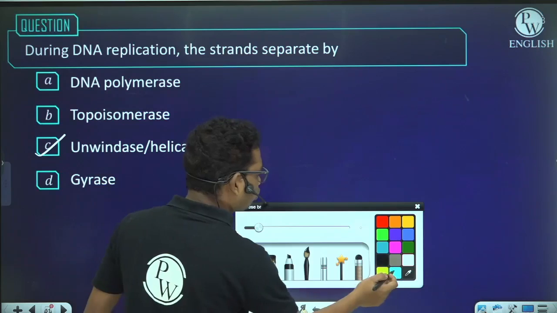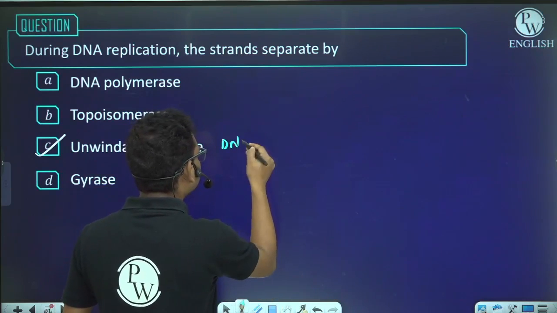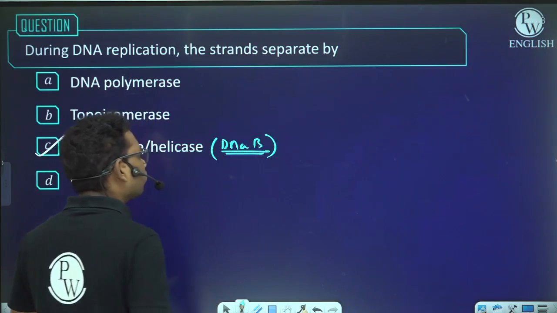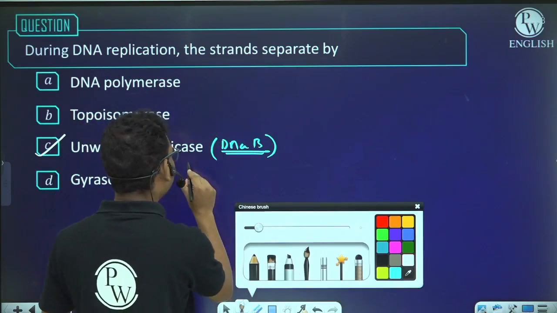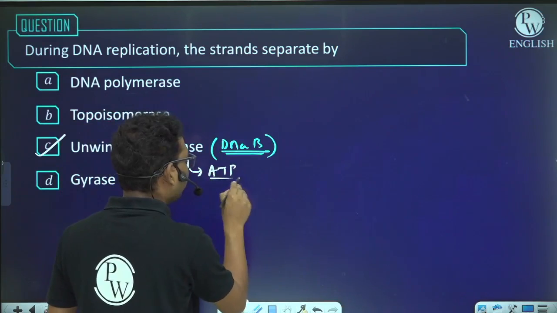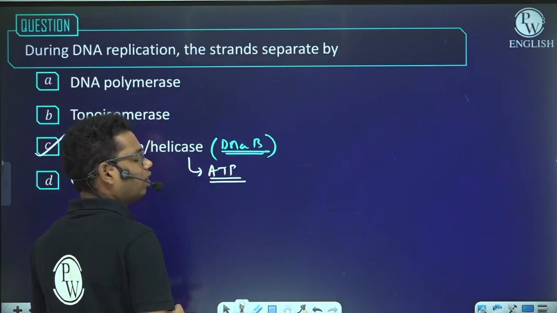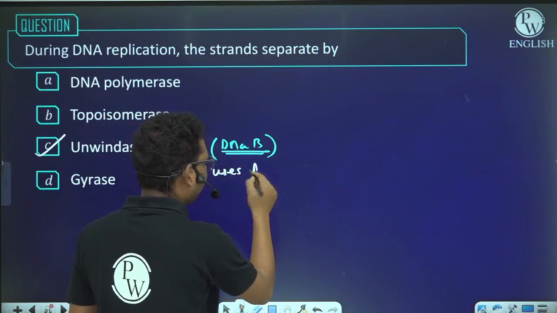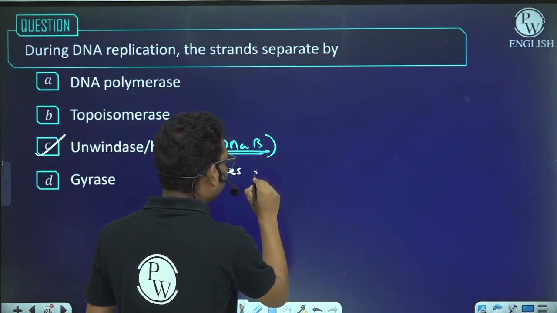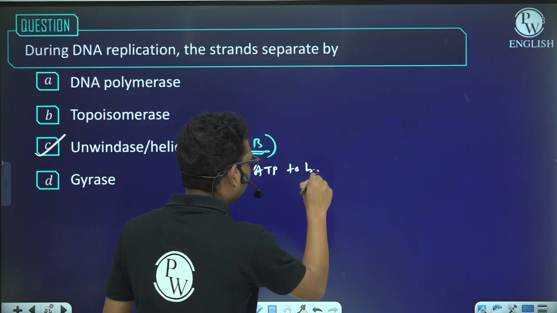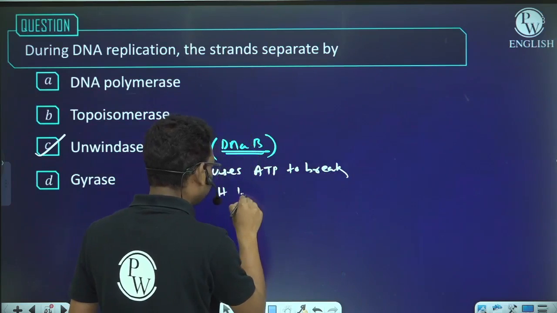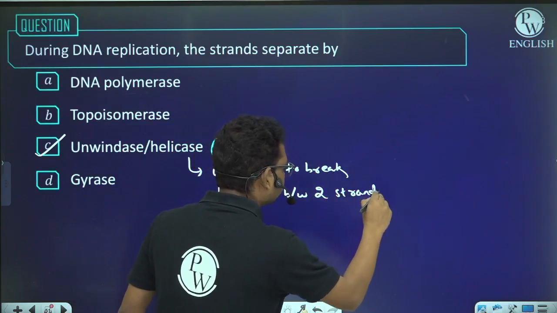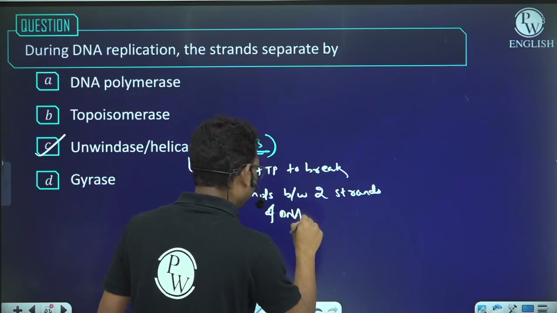And this helicase enzyme is also called as DNA B protein. This is also called as DNA B protein. And what does this enzyme have? It has ATPase activity. So it uses ATP to break the hydrogen bond. So I will say it uses energy released from ATP to break hydrogen bonds between two strands of DNA. Okay, next.